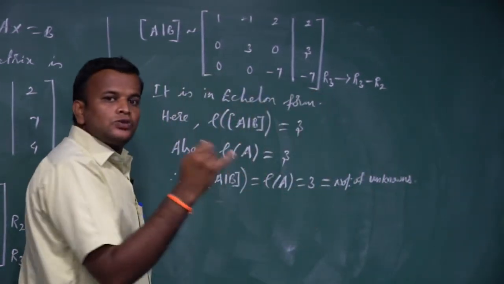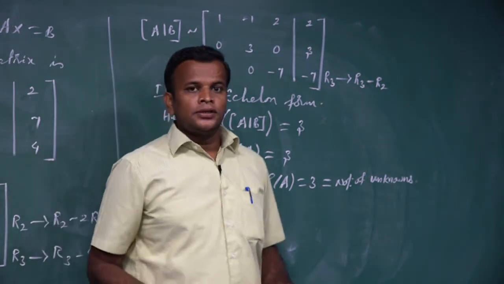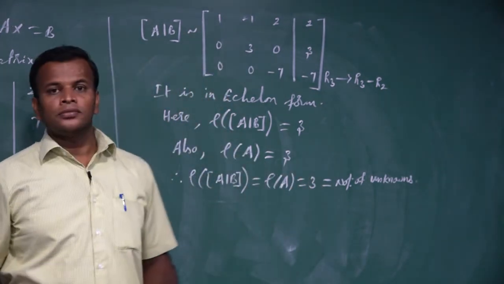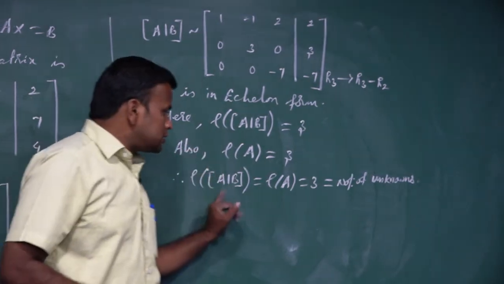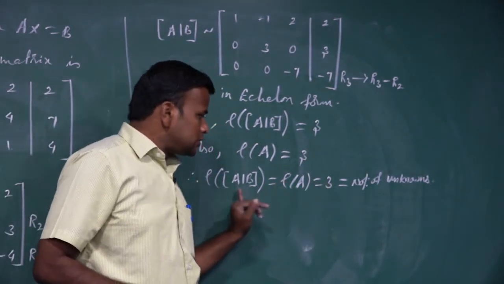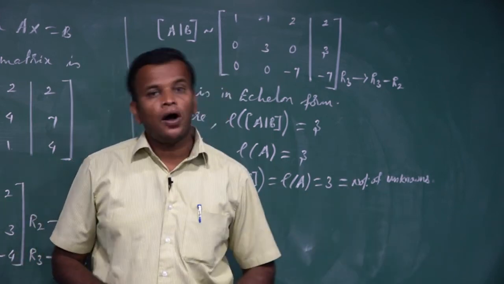Unknown means X, Y and Z. So I already wrote the table. Which type does it fall in? It falls in the first type. Both the ranks are equal, and both the ranks are equal to 3, which is equal to the number of unknowns.